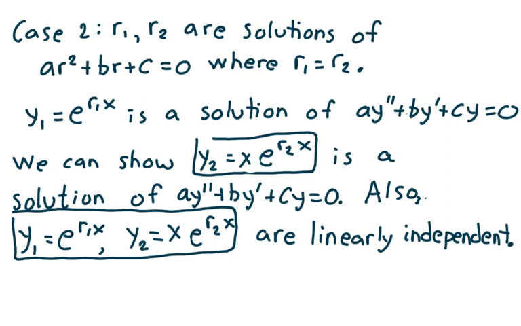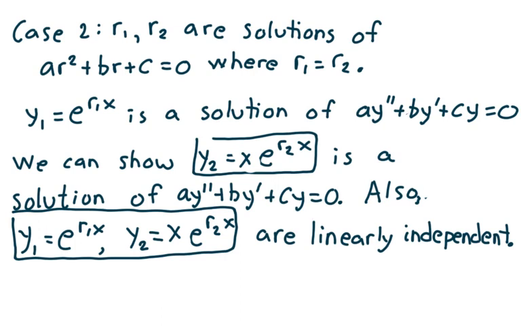Now let's take a look at case 2. r1 and r2 are solutions of ar squared plus br plus c equals 0, where r1 and r2 are the same. Now, y1, which is equal to e to the r1x, is a solution of ay double prime plus by prime plus cy equals 0.